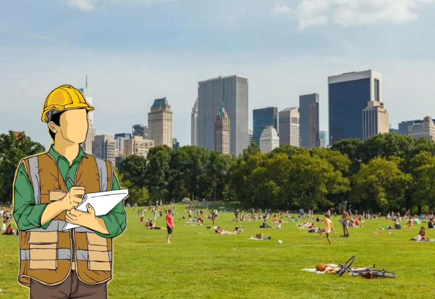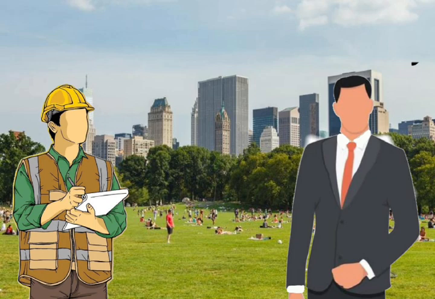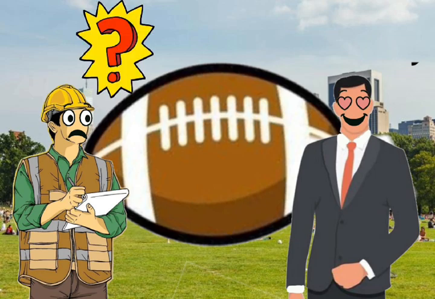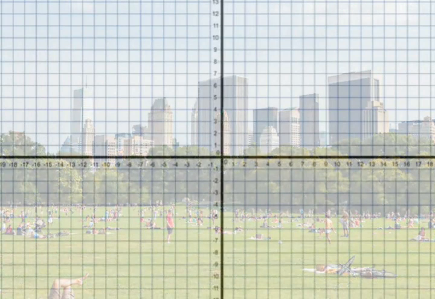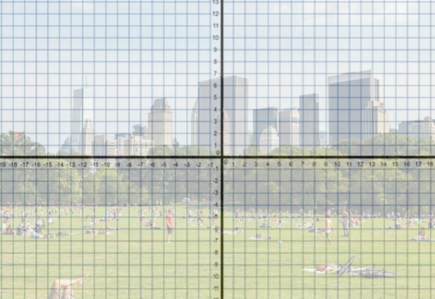Let's say you're an architect and your client, for some reason, would like to build a huge statue of a football in the middle of a park. How can you do it? First, let's start by drawing a Cartesian plane in the place where you want the structure to be placed. Then, let's assume that you want it in the middle of a park.